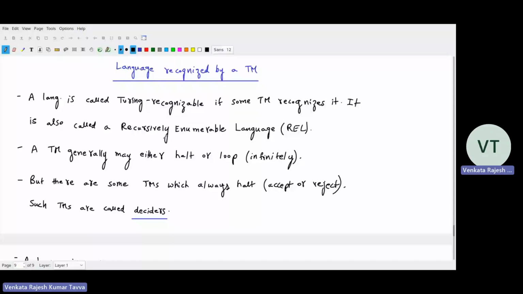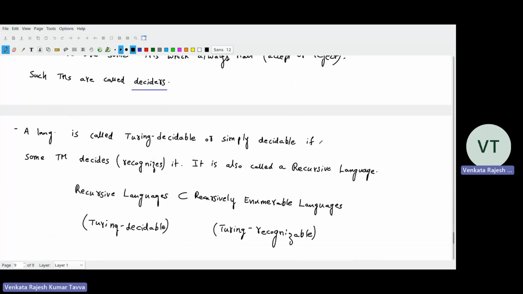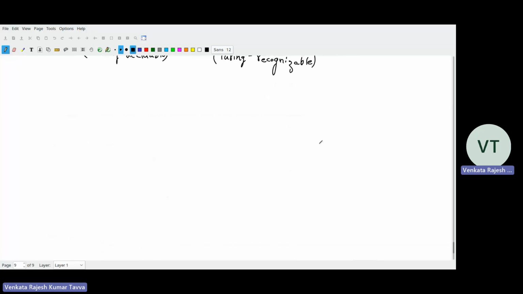So in the last class, we were looking at the formal definition of a Turing machine and related formal definitions. Today, let's look at a couple of examples of Turing machines with their state diagrams.